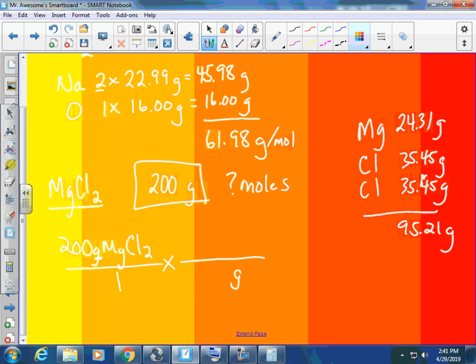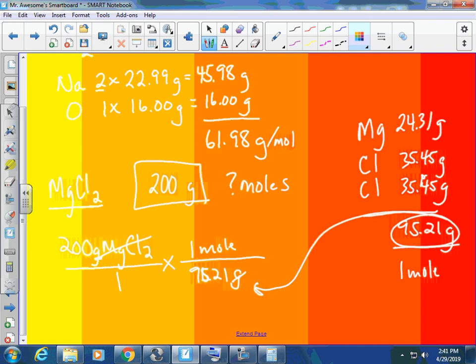Okay, so I know there's that many grams per mole. It's another way of writing molar mass like that. And I know the grams should go on the bottom down here. So I'm going to put it down here, 95.21. That's a 5, sorry. Per 1 mole. And the grams cancel out.